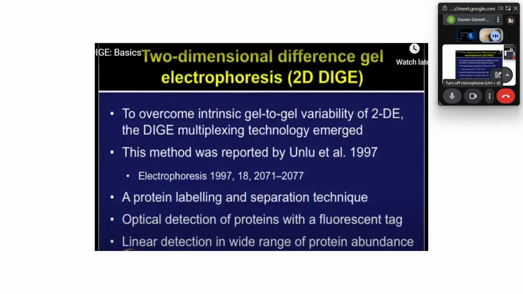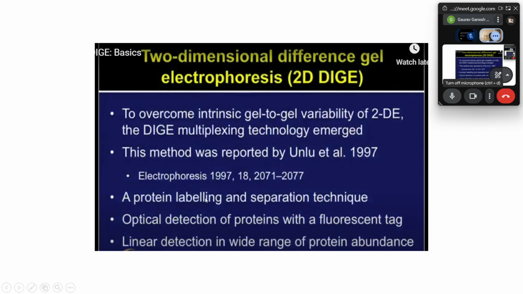The only difference between 2DE and DIGE in terms of workflow: in DIGE you initially label the sample and pool it, whereas in 2DE you directly load your sample and do the 2DE analysis. In DIGE, the first step involves labeling, and then you do a similar protocol as 2DE itself. So this is a protein labeling and separation technique. This is something which is added in the DIGE technique, and it detects on the basis of fluorescence.